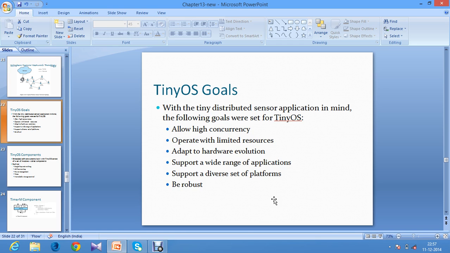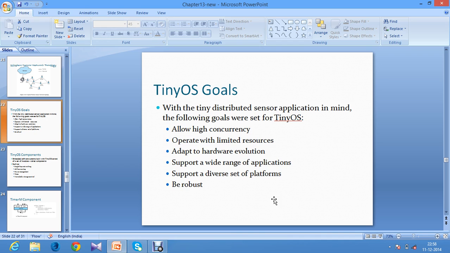Operate with limited resources. The target platform has limited memory and computational resources and runs on batteries or solar power. A single platform may offer only kilobytes of program memory and hundreds of bytes of RAM. The software must make efficient use of available processor and memory resources while enabling low-power communications.